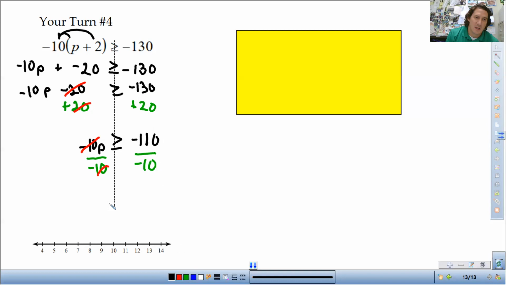So p, I need to flip in this case because I just divided both sides by negative 10. So I'm going to flip the inequality to, so negative 110 divided by negative 10 is positive 11. So I'm going to put a closed circle at 11 since it has a line underneath it, and p is less than or equal to, so I need to shade everything less than. So that's to the left. Everything to the left. And that is it.